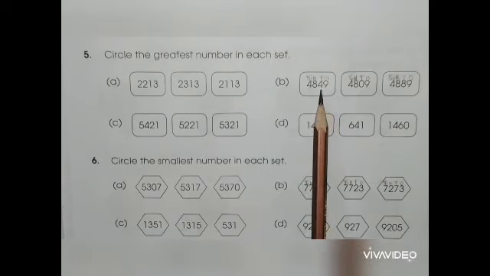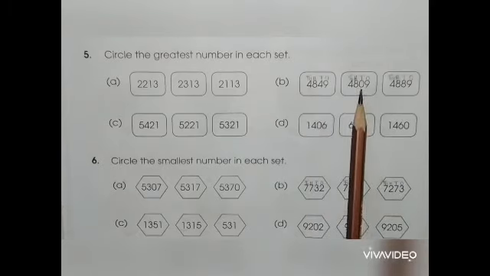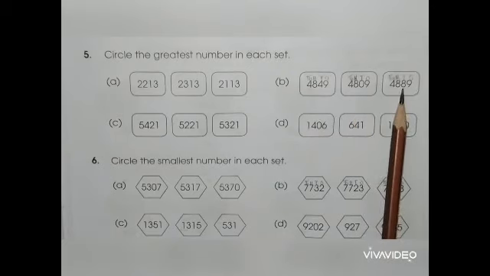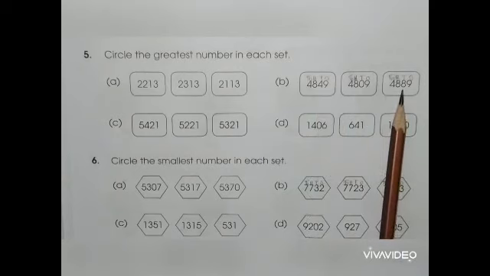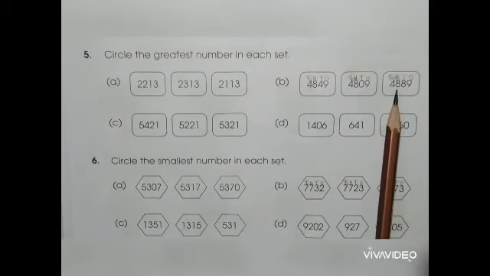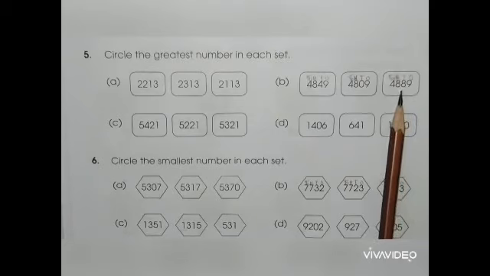Next is the column of tens. Here you can see that the first number has digit 4 in the column of tens, second has digit 0 and the third number has digit 8 in the column of tens. Here we can easily find that 8 is greater than 0 and 4. So the number that has digit 8 in the column of tens is the greatest number. It means 4889 is the greatest number. We'll circle this number.